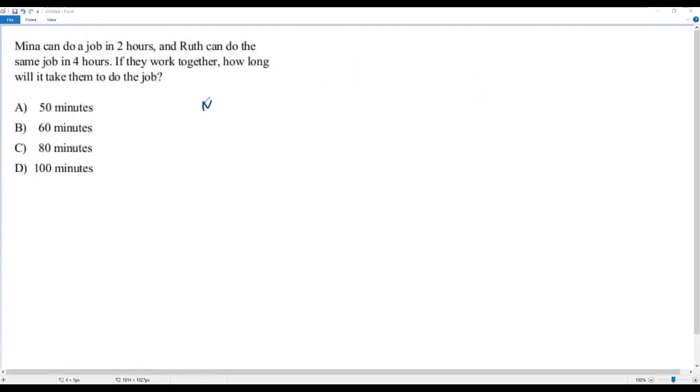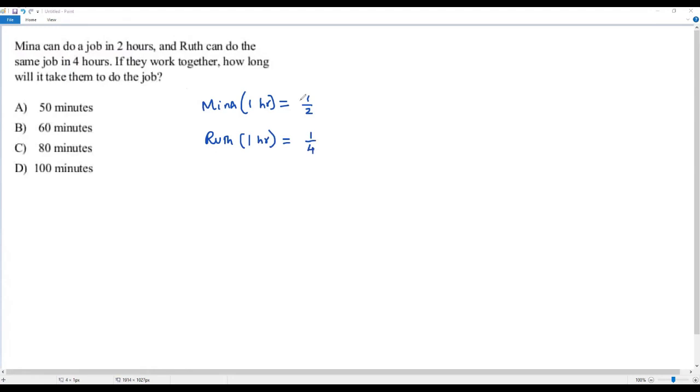Now let me write the stuff over here. That is Mina. Now I'm going to find the amount of work done by Mina in 1 hour. It is given that Mina can do a job in 2 hours. Now to find the amount of work done by Mina in 1 hour, I have to take the reciprocal of this time 2, then I'm getting 1 over 2. We can do the same thing for Ruth. Let me write the stuff over here. That is, I'm going to find the amount of work done by Ruth in 1 hour. For that, we have to take the reciprocal of this 4, then I'm getting 1 over 4.